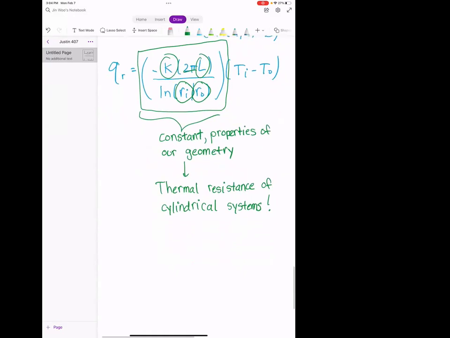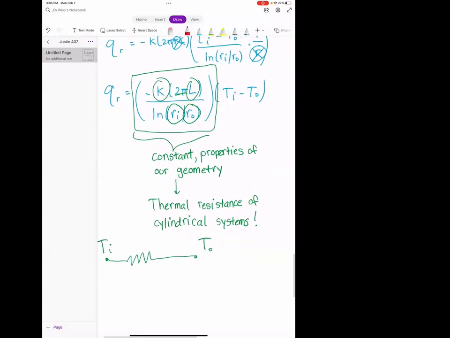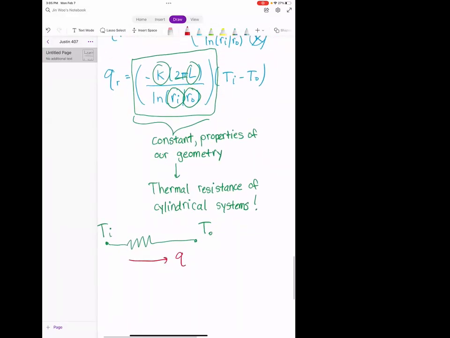Remember, the whole idea of thermal resistance is that if we draw a circuit, where the endpoints of our circuit are our two end temperatures, in this case the inner temperature and the outer temperature, and we want to compute the amount of heat that transfers from, let's say, in to out. Because remember, one thing we've talked about in this class is that as long as there's a temperature difference between two points, there's going to be some heat transfer.